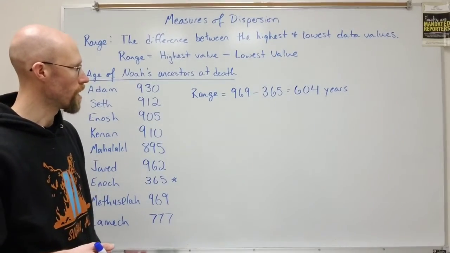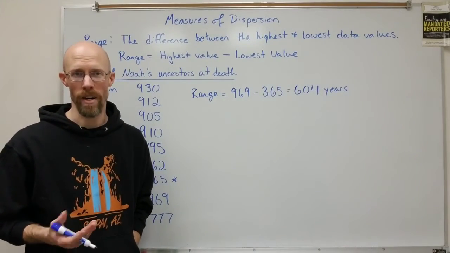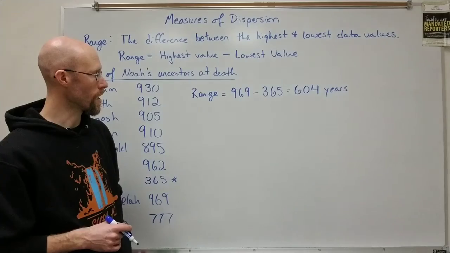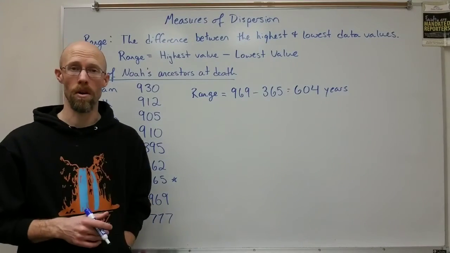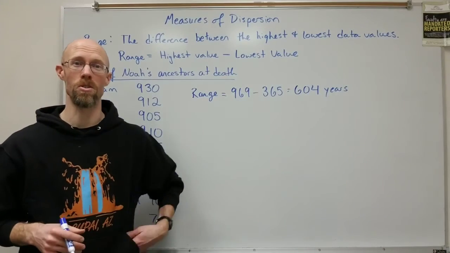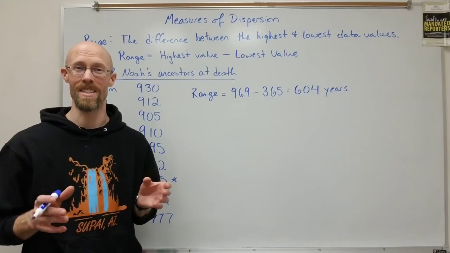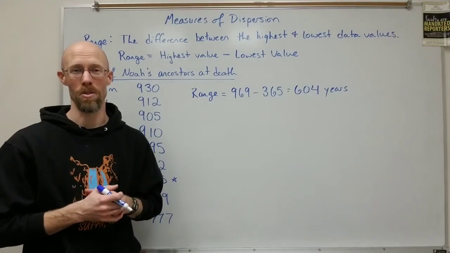So anyway, that's just a very basic calculation for range. It's a subtraction. And in the next video, we'll talk about one that's quite a bit more complicated. It goes from one simple calculation to a plethora of other calculations to get a standard deviation, which we'll talk about next.